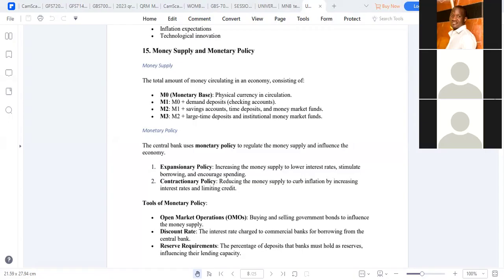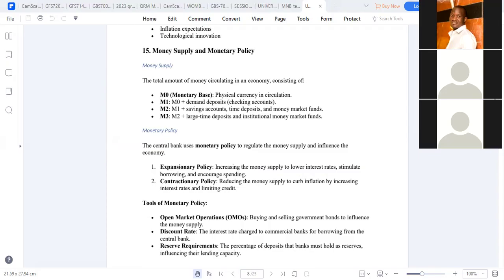So M1 includes M0 plus the demand deposits. So it includes checking accounts. These are funds that can be accessed immediately for transactions such as withdrawing cash from ATMs or checks. So M1 represents the most liquid form of money and is a key measure to track shorter economic activities.